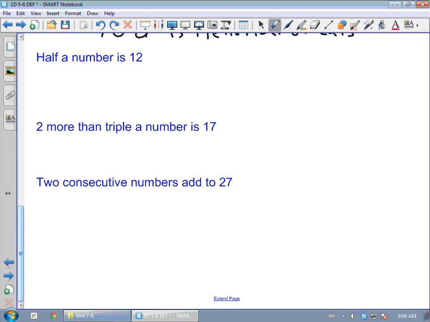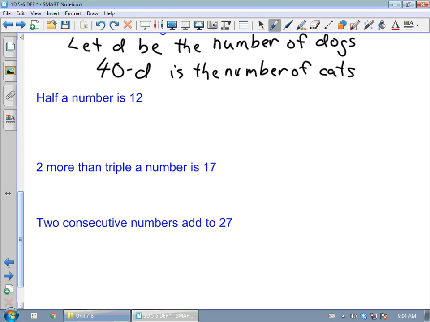All right, and we'll just skip down here. We'll do one more here. 2 more than triple a number is 17. Okay. So we'll start by saying, let x be the number. Okay. We want 2 more than triple that number. So what operations are we doing to this x? Yeah. 3x, so triple means we multiply by 3, and we're doing 2 more, so we add 2. Okay, 3x plus 2.